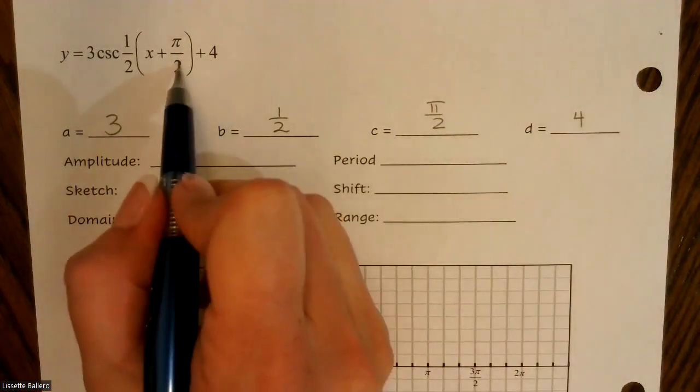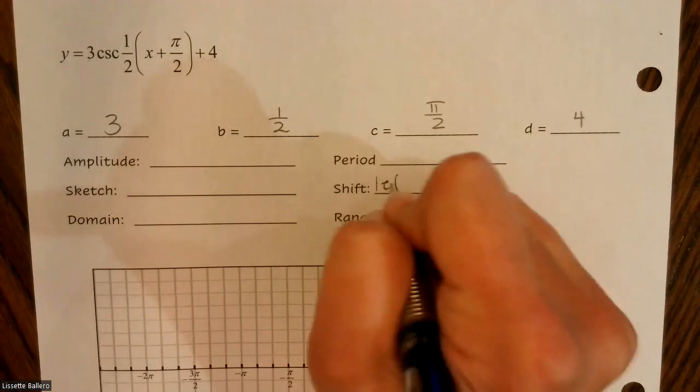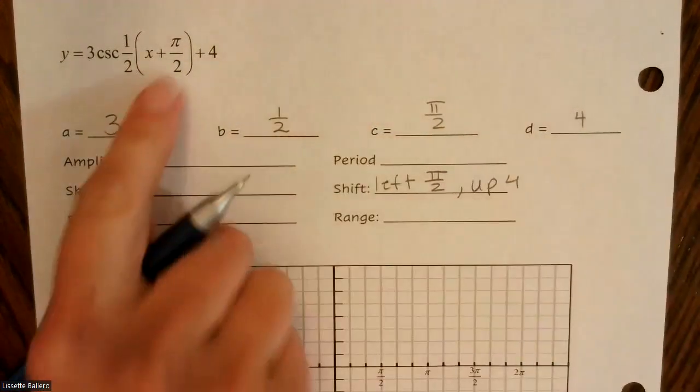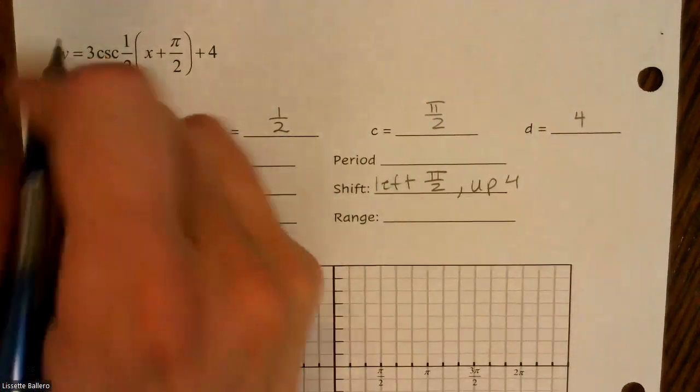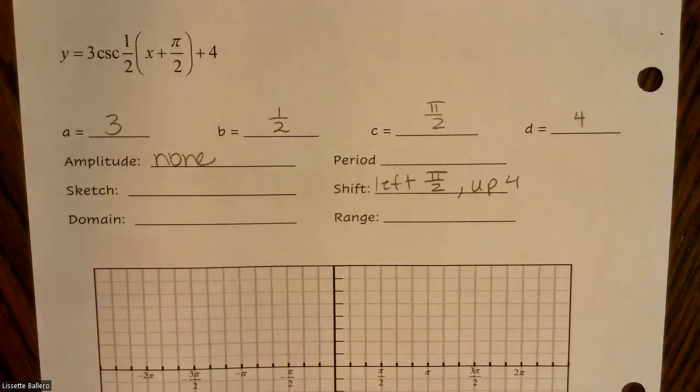All right, so we'll start real quick with these shifts because that's usually the easiest part. So this is going to shift to the left pi over 2, and it is going to go up 4 due to those two right there. There's no amplitude on a cosecant graph, so we can just write none there.